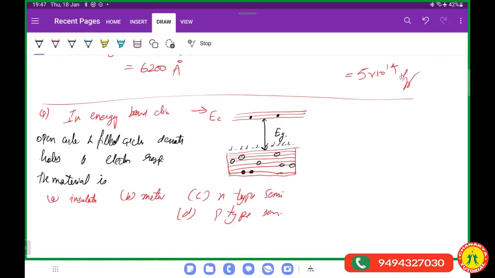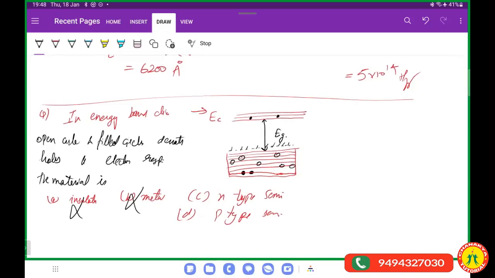So tell me, what are the possibilities? How will you identify? Now see the numbers here. First thing, the energy gap is not big and not negligible. So metals and insulators are gone. Sir, is the answer P-type semiconductor? It should be P-type only. See this. 1, 2, 3, 4, 5, 6. One, two here and the remaining four. So it is a P-type semiconductor.